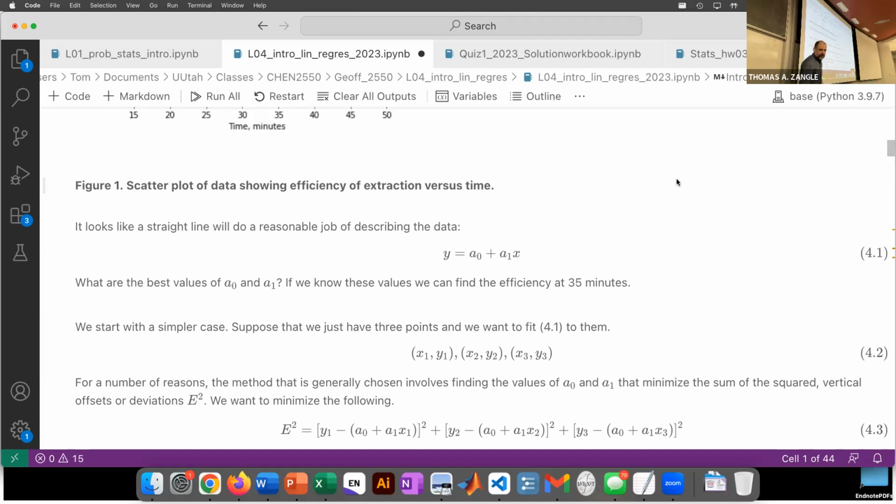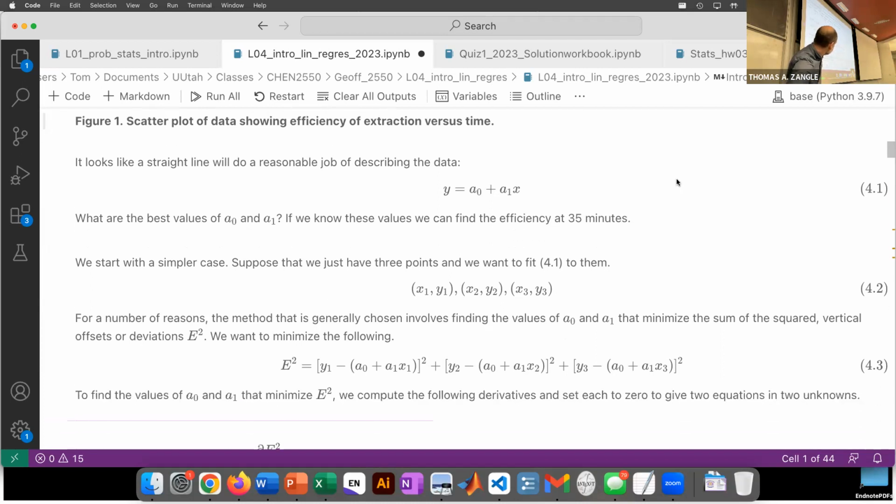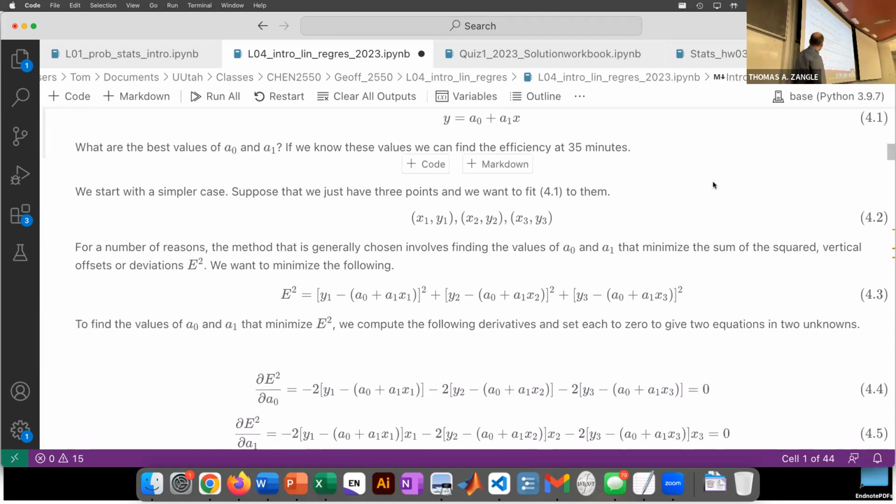So we're going to set this up and understand where linear regression, as we normally define it, comes from. We're going to start with a simpler case where we don't have all the data that we're considering here, but let's just say we had three measured points, x1, y1, x2, y2, and x3, y3, corresponding to three measurements at three distinct time points, let's say, x1, x2, and x3.